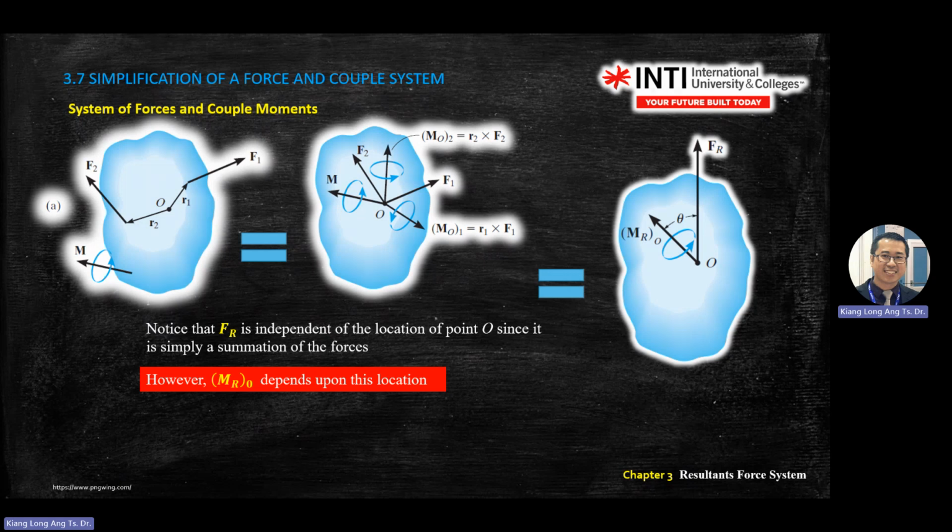Why? Because if you move the O to somewhere else, it will generate a different moment. The moment MO1 here depends on the R1 distance, R2 distance. This resultant is a combination of MO1, MO2, and M. If you shift this MRO to somewhere else, it will not get the same value because of R1 and R2.